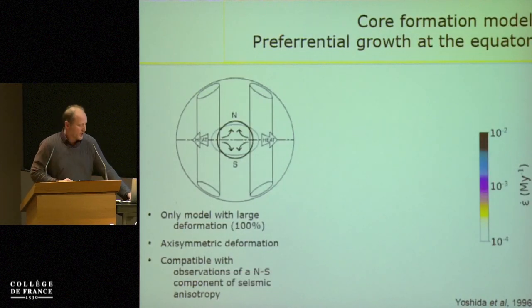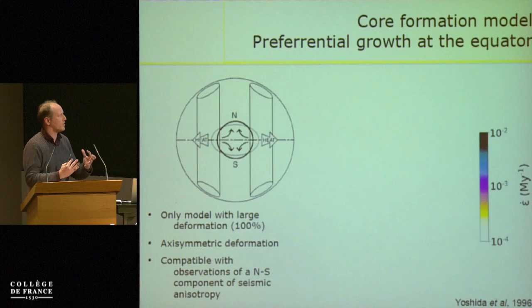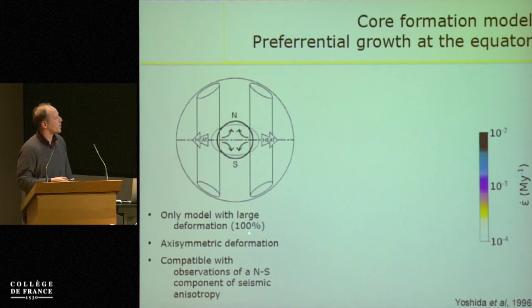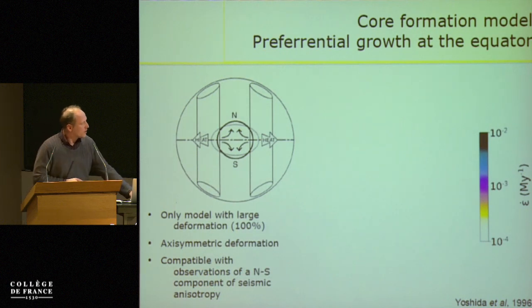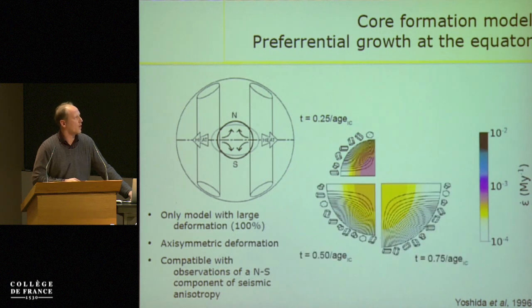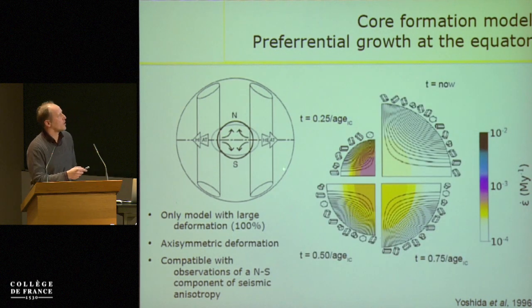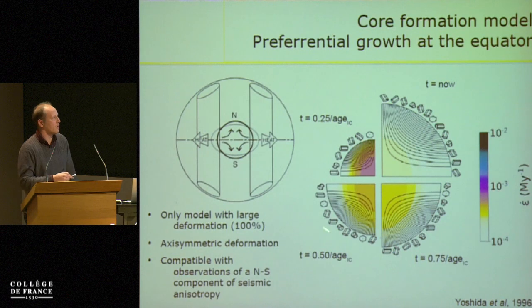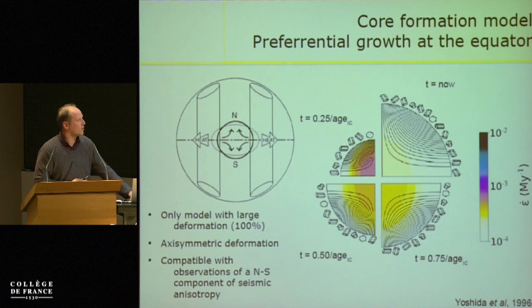In terms of deformation and how the inner core is built, we went for the model from Yoshida et al. in 1996 because it's the only one that really gives you a lot of deformation at the inner core level. You get more than 100% deformation in such a model. It's axisymmetric, so you're going to get a north-south anisotropy. So what you do is you grow the inner core with time, and as it grows, it's growing faster at the equator, and so it's generating a flow inside the inner core. We crystallize iron at the surface and then calculate how the texture is going to evolve inside the inner core with time.